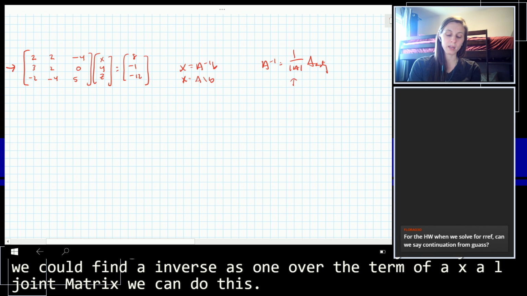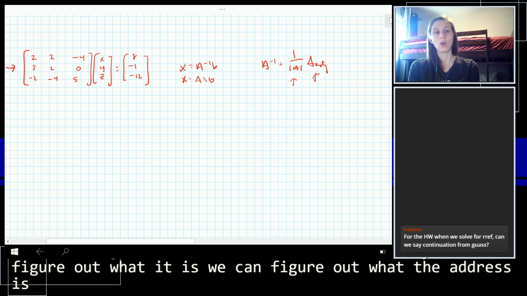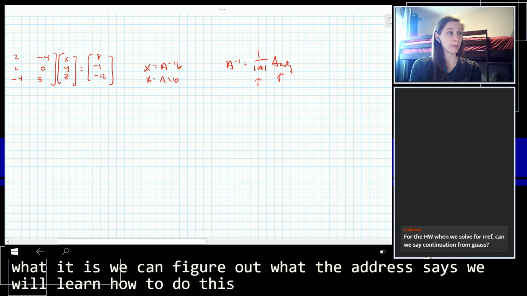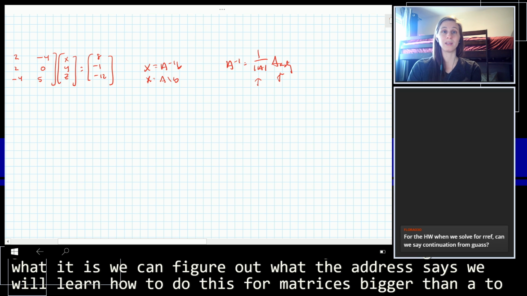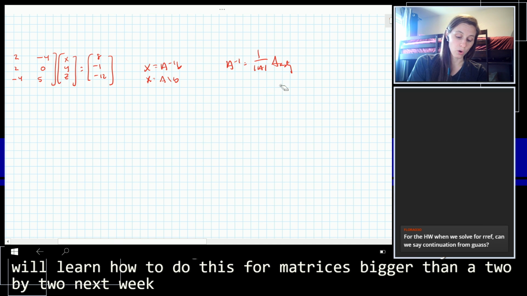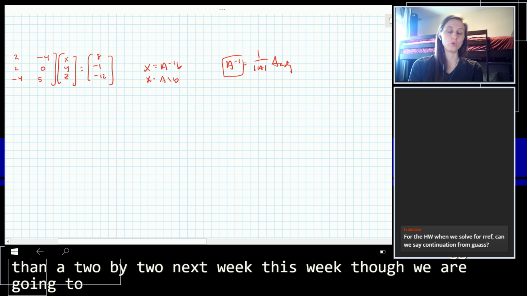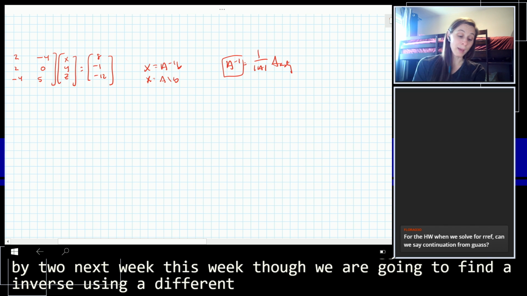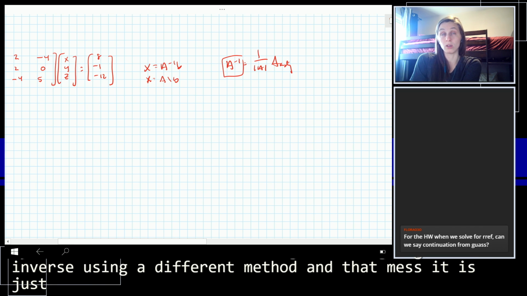We could figure out what the determinant is. We could figure out what the adjoint matrix is. We will learn how to do this for matrices bigger than a 2x2 next week. This week, though, we are going to find A inverse using a different method. And that method is just Gauss elimination, or Gauss-Jordan elimination.